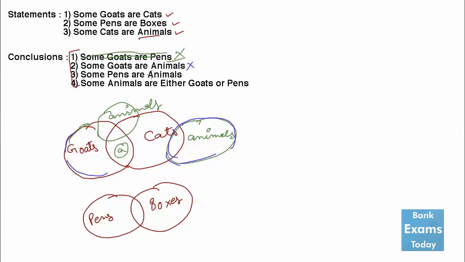Some pens are animals. There is no relation between the pens and boxes with this graph, so cut it out. Some animals are either goats or pens. So here are the diagrams for the animals. Animals can be this circle or this circle or this circle. So we can't conclude the fourth conclusion as well. So none of the conclusions follows.